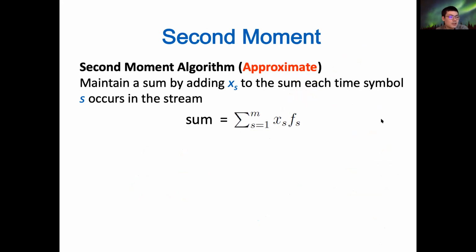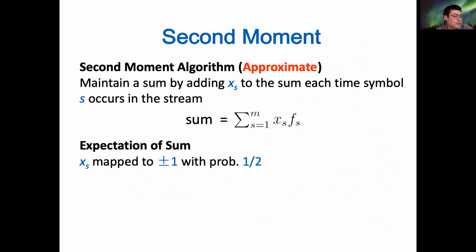Any questions about this? Because this Fs means that so far S appears Fs times in the stream. So you add Fs so many XS to this. Okay, if that is the case, then we can compute the expectation. Right? So keep in mind this XS is a hash, and it's a universal hash. Right? So it's a uniform distribution.